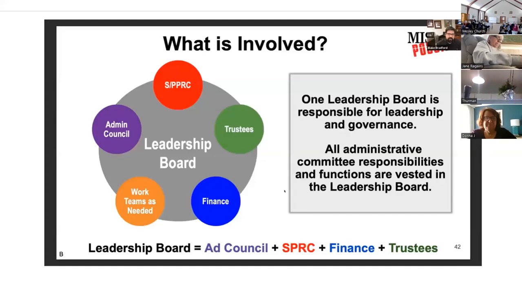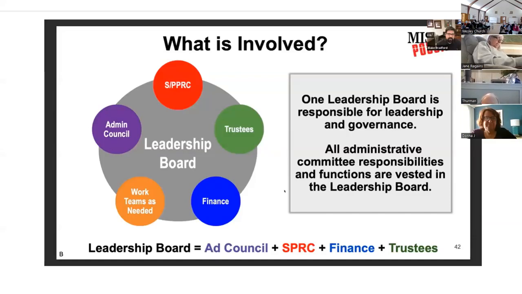It creates a board of 9 people that is simultaneously the church council, the finance committee, the trustees, and the SPRC. All of the different provisions within the Book of Discipline that apply to each of those committees apply to this unified committee. So you can't have people who are related to one another on the Staff Parish Relations Committee. All of those nuances apply to this board. And it typically would meet monthly.